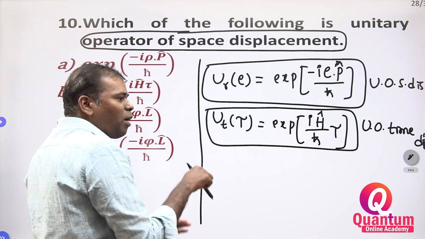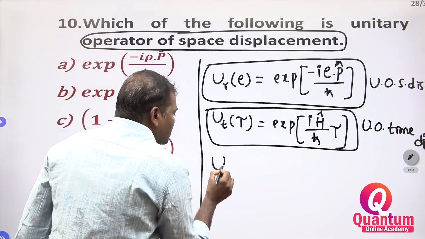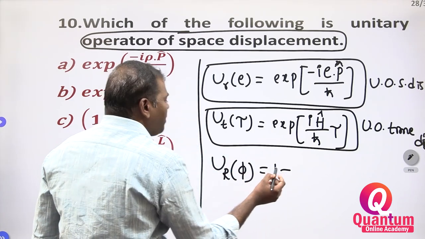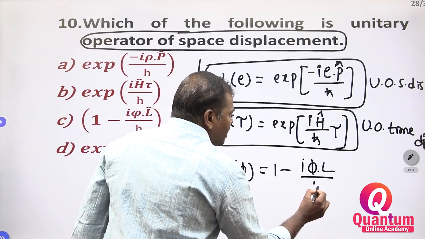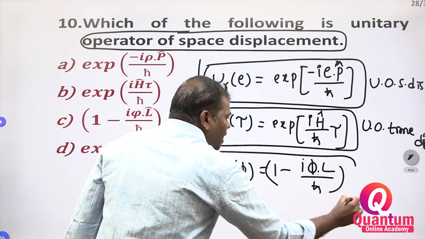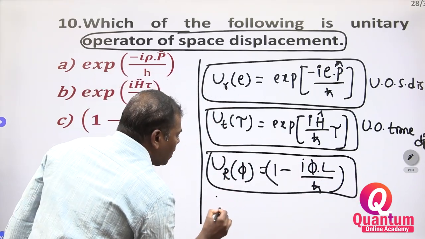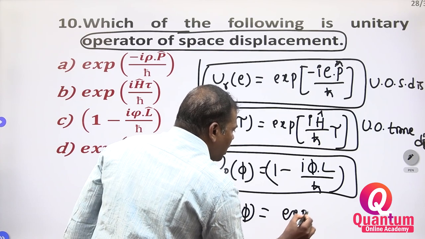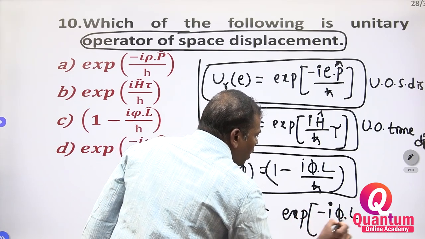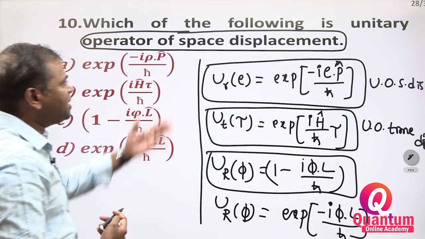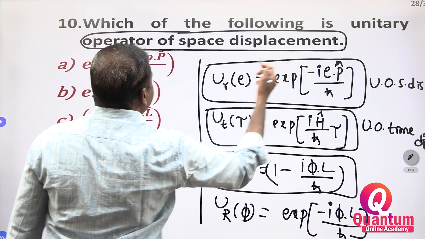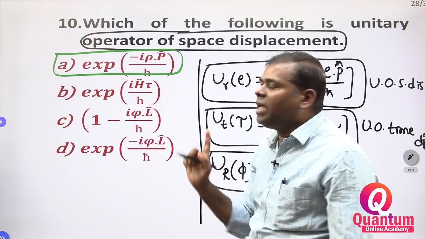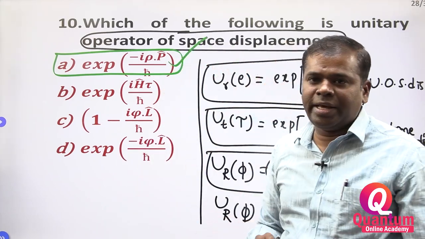Next, the unitary operator of infinitesimal rotation is equal to 1 minus i phi dot L divided by h cut. If it is a unitary operator of finite rotation, it is equal to exponential of minus i phi dot L divided by h cut. What is our option? Unitary operator of space displacement is equal to exponential of minus i rho dot p cap divided by h cut. Option A is correct.